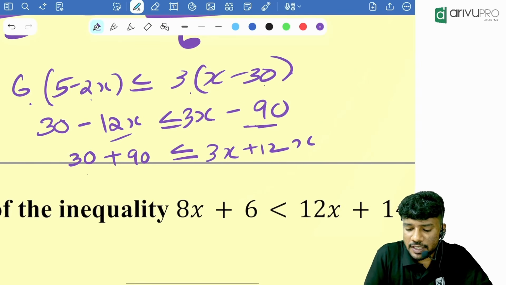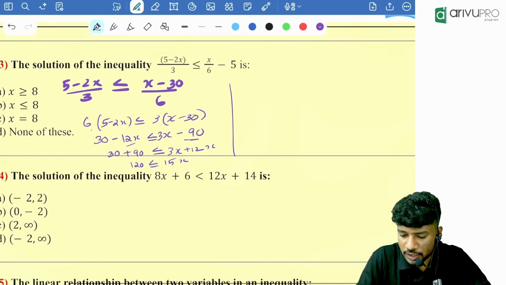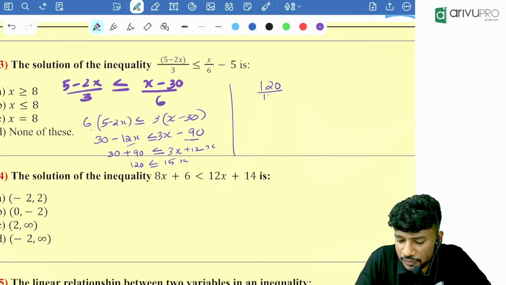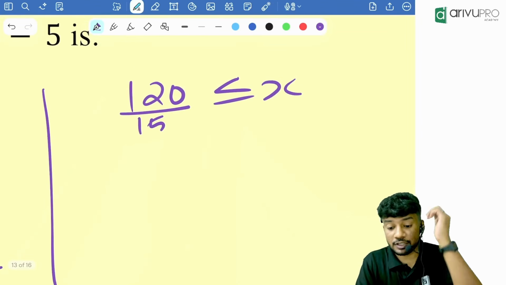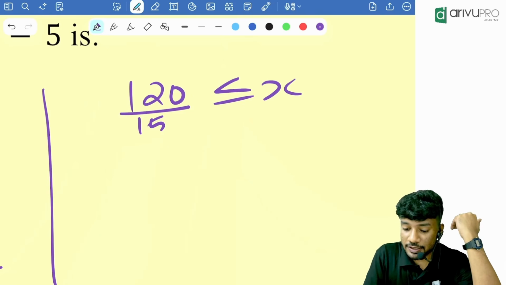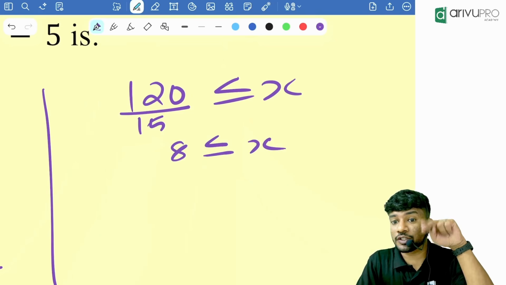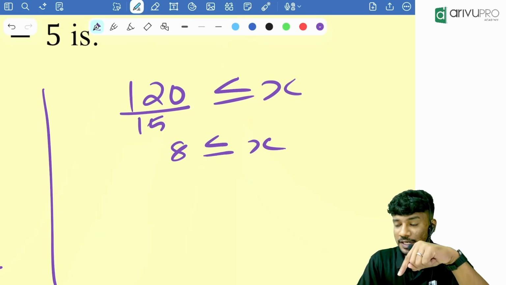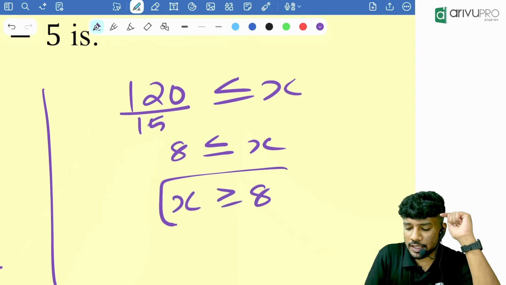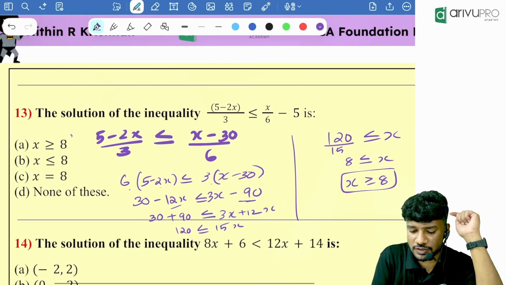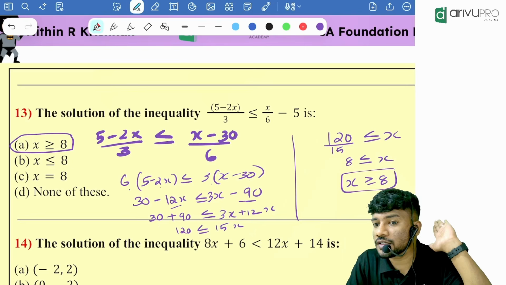Okay. Now 30 plus 90 is 120, less than or equal to how much? 15x. From that you tell me, 120 divided by 15 is less than or equal to x. That means what is the value of x, people? Can anyone tell me? 120 by 15 is how much? 8. 8 is less than or equal to x. Yesterday I told you, if 1 is less than 2, 2 is greater than 1. So similarly, if 8 is less than or equal to x, that means x is greater than or equal to 8. Which option is your answer? x is greater than or equal to 8. Option A is your answer. I hope that everyone understood this.